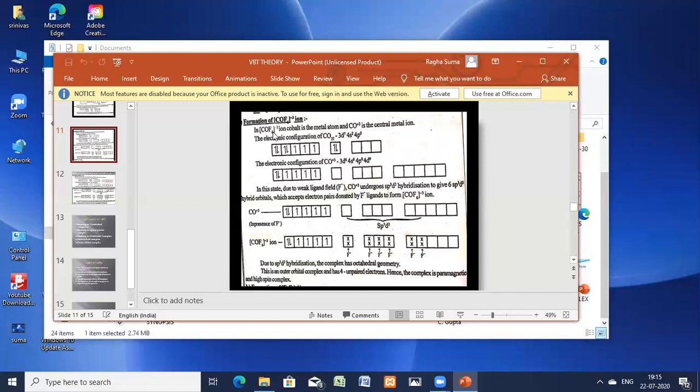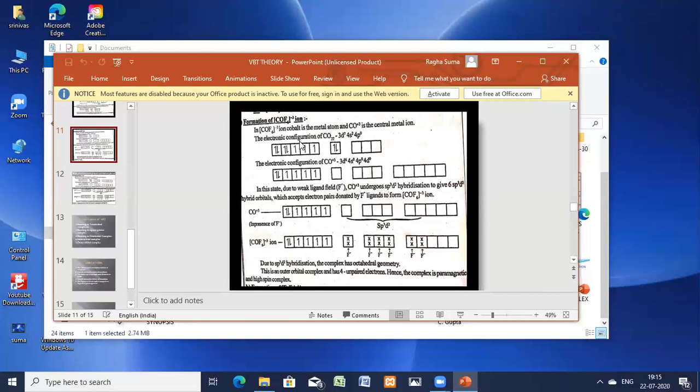x minus 6, x plus 6 into -1. The central metal atom we will take as x, plus 6 into -1, each fluoride ion -1, is equal to -3. So x minus 6 is equal to -3, x is equal to +3, cobalt is in +3 state.